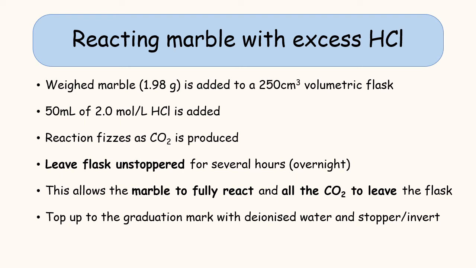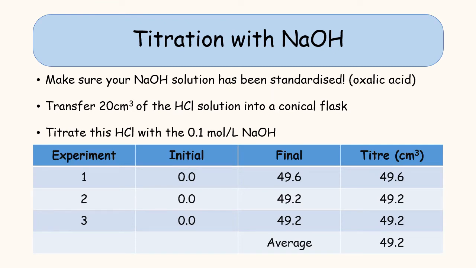Then, once it's done, you're going to top up your solution to the 250 mark, so you're diluting this down to make a 250 centimeter cubed solution of hydrochloric acid. Then we need to do a titration.